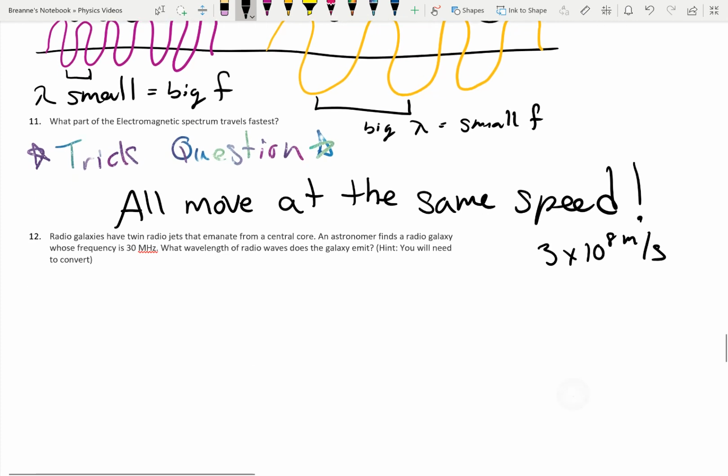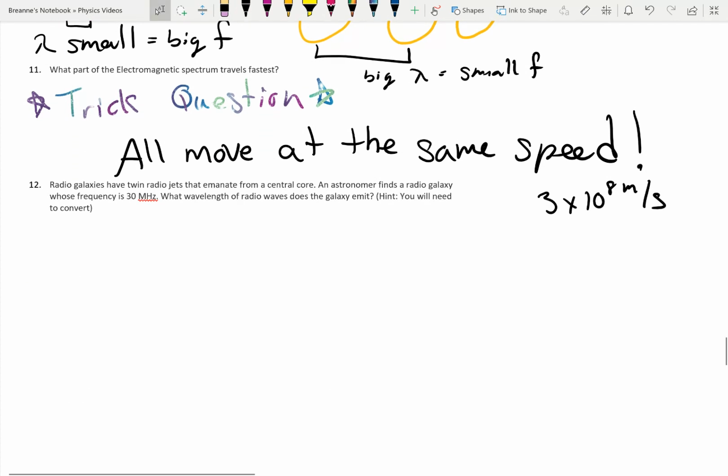Okay, here we go. 12. Radio galaxies have twin radio jets and emanate from a center core. An astronomer finds a radio galaxy with a frequency of 30 megahertz. What wavelength of radio waves does the galaxy emit?